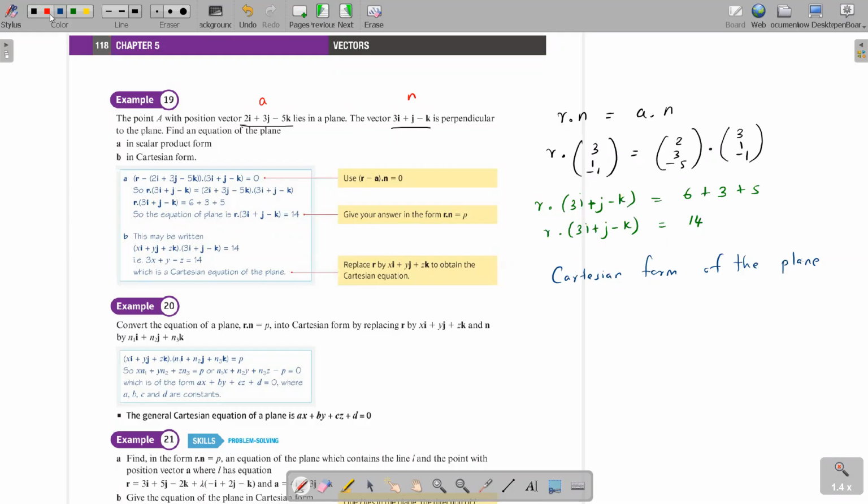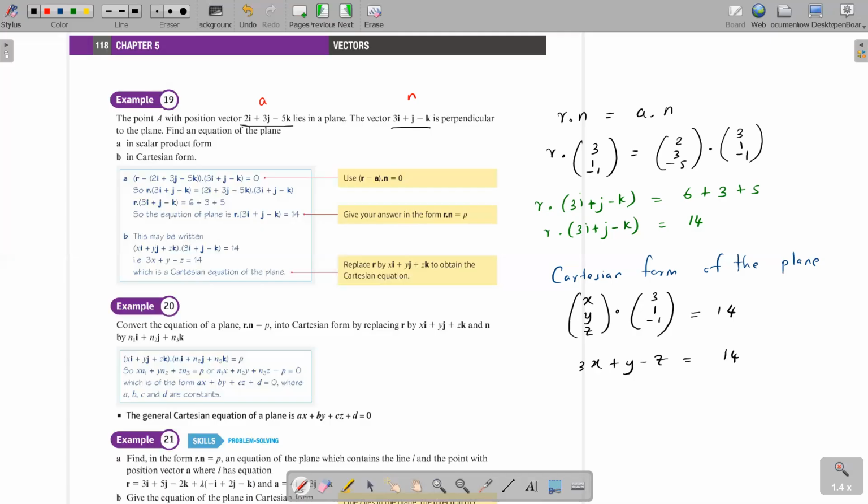Actually, here it's quite simple the way we do it. All you do here is, children, in r dot n, we replace the r with xyz. r dot n, where n is 3, 1, minus 1, right? I'm rewriting this. I replaced r. r is a general coordinate with xyz, and n is 3, 1, minus 1, equals 14. Do you all understand what I just did here? I replaced r with xyz and I get here 3x plus y minus z equals 14. Is that okay, children?